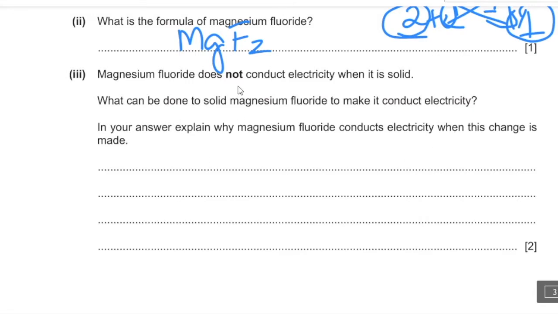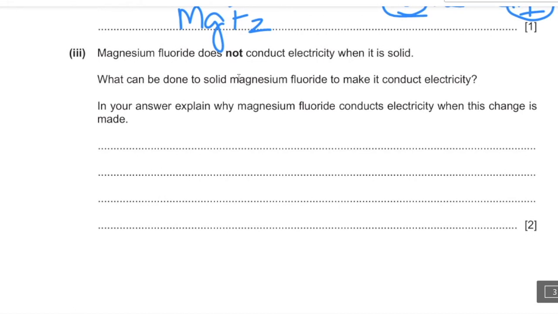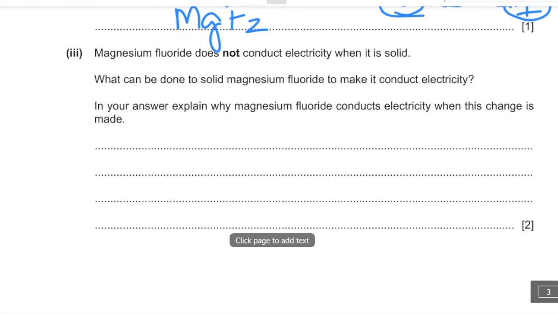3. Magnesium fluoride does not conduct electricity when it is solid. What can be done to solid magnesium fluoride to make it conduct electricity? In your answer, explain why magnesium fluoride conducts electricity when this change is made. So for any substance to conduct electricity, there have to be charges to carry the current, and that is why magnesium fluoride in solid form, which has all of the charges bound in a lattice structure, cannot conduct electricity because charges are not able to move. So you can either melt it or make it into an aqueous solution. So heat it until it's molten.